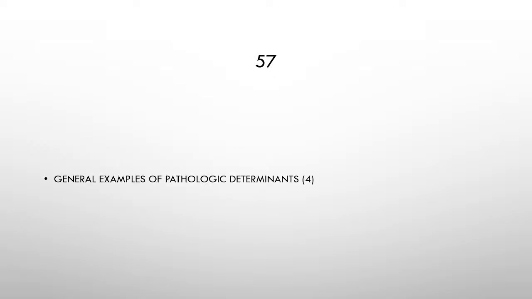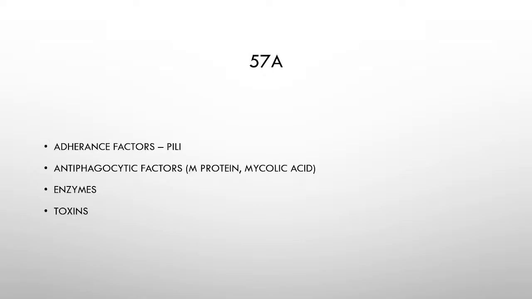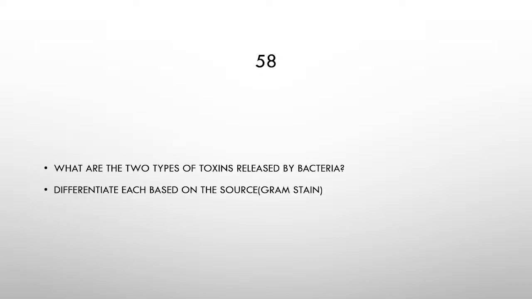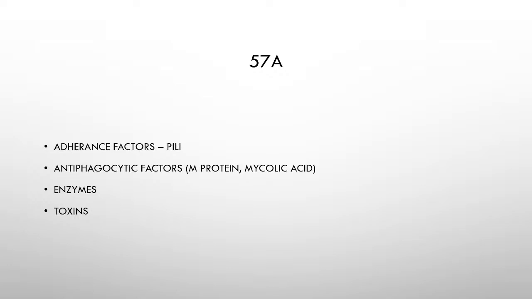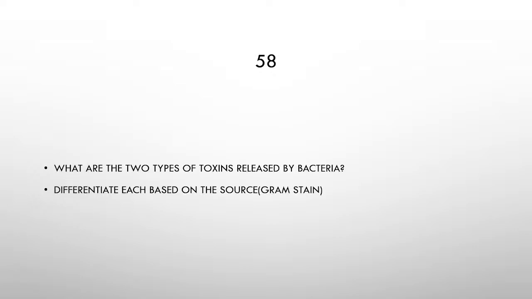All right. Now, let's talk about general examples of pathogenic determinants. As I mentioned a couple of seconds ago, it's by either adherence factors, antiphagocytic factors, enzymes, and toxins. So we're going to talk about everything one by one. Pili is adherence. So basically, its ability to stick to surfaces, particularly cellular surfaces. Antiphagocytic factors, from the name itself, prevent or inhibit phagocytosis. And we're going to talk about toxins in the next slide.